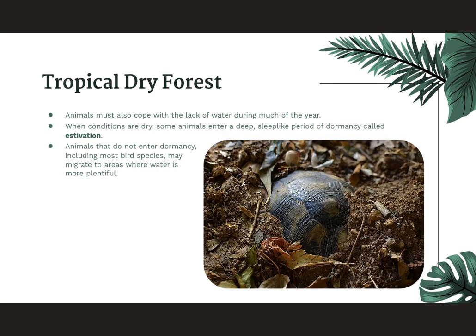All right, animals must also cope with the lack of water during much of the year. When the conditions are dry, some animals enter a deep, sleep-like period of dormancy called estivation. That word is here. So this is similar to hibernation. Animals that do not enter dormancy, including most bird species, may migrate to areas where the water is more plentiful. So a lot of animals in this area migrate to follow the resources. So when you see migrate, we're simply following the resources. It could be water, could also be food and other nutrients.